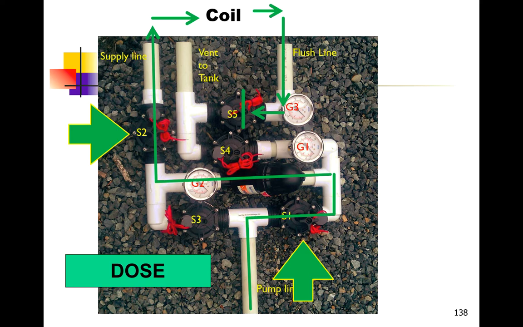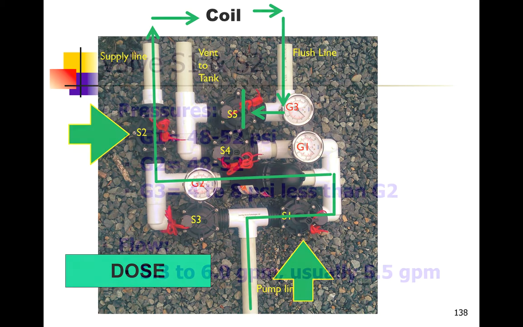Solenoids 3, 4, and 5 aren't energized, so no water flows through them. So the flow and pressure will be as depicted here, and the only flow of water moving through the system is now through the coil of the low flow system. From here, by looking at the pressures on the pressure gauges, we'll be able to tell whether the valves are working properly.